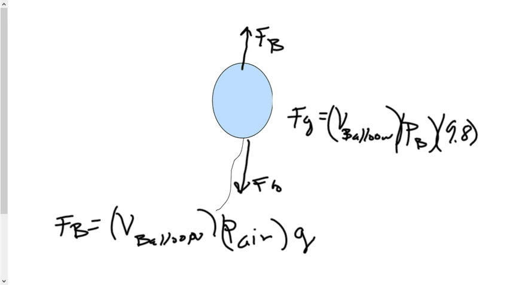So if this is a helium balloon, of course, the density of the balloon is going to be less than the density of air. So force gravity is going to be less than what the buoyancy force is pushing on this upwards. So therefore the balloon will go up.